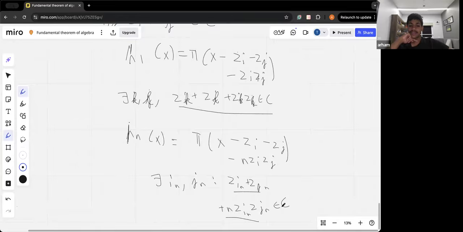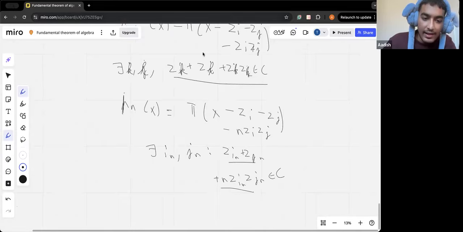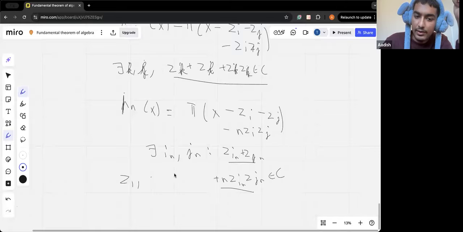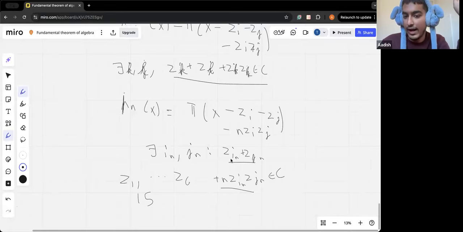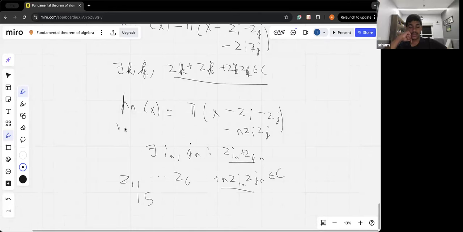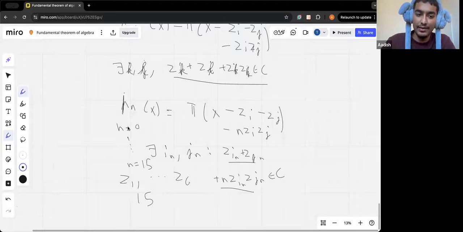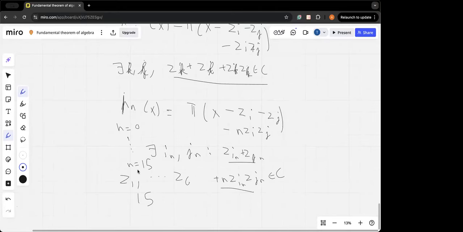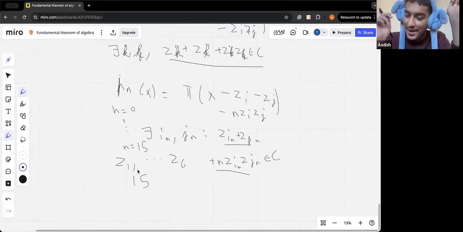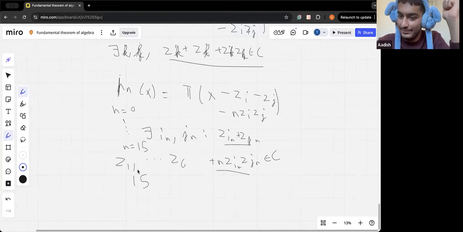Now, there are z1 to z6, so we have 6 numbers. So there are 15 different pairs you can have of zi and zj. Go from n equals 0 to n equals 15. These are 16 different numbers, so two of them must have the same corresponding pair. All of them can't give different pairs of zi, zj because there are not enough pairs. Pigeonhole principle.